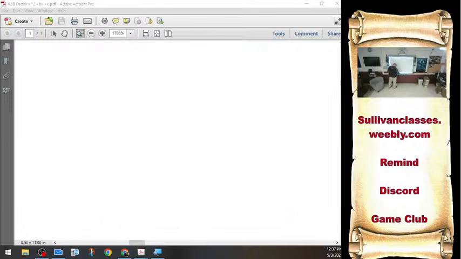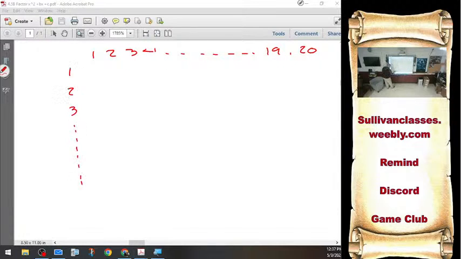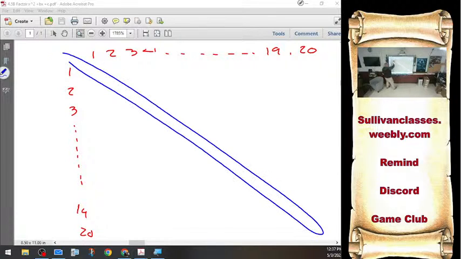If not, on that multiplication chart, 1, 2, 3, 4, 19, 20. When you look at your multiplication chart, well, 1 times 1 is 1 squared. 15 times 15 is 15 squared. So write down the diagonal here. Those are your perfect squares.